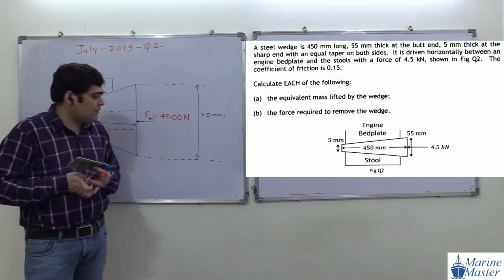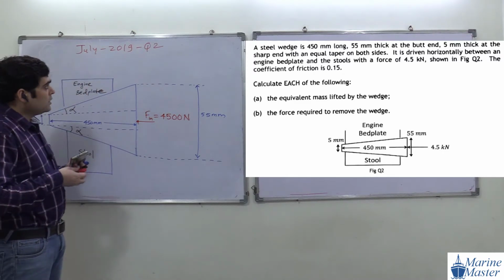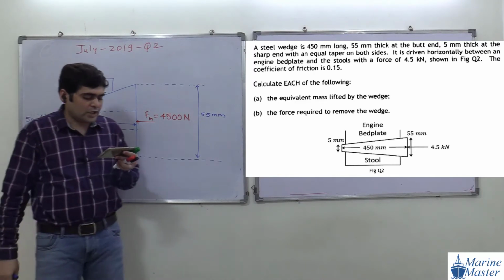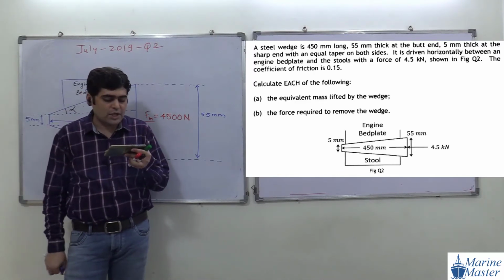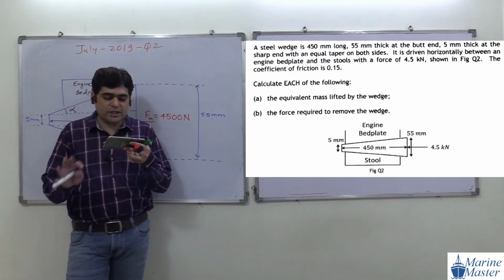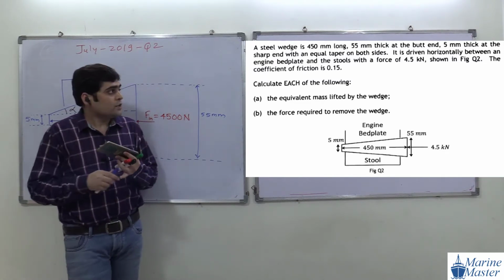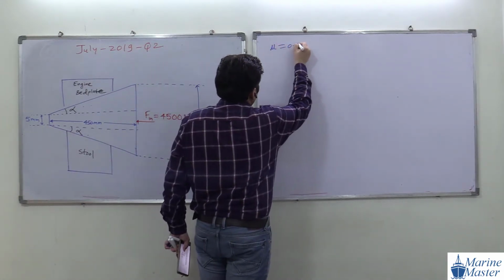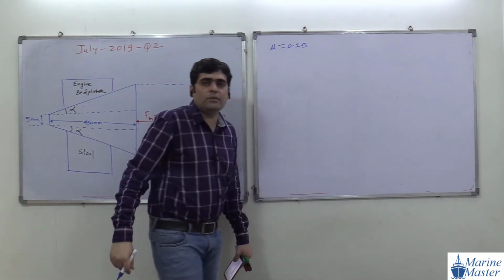Now in the question they have given us the coefficient of friction. How much? Mu is equal to 0.15. So in the question they have given us mu, which is 0.15. That is the coefficient of friction.